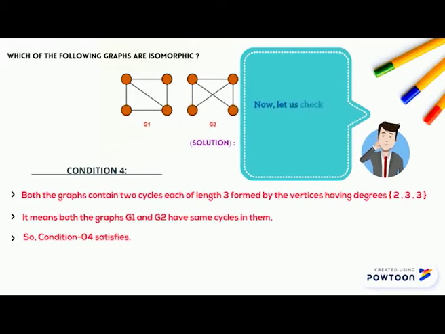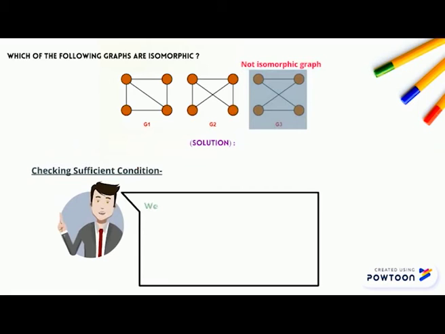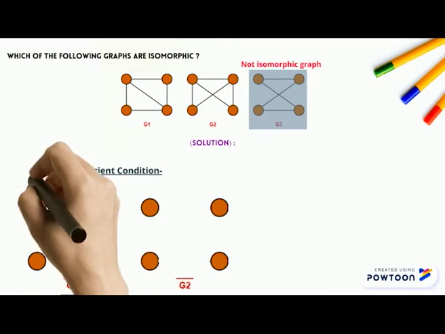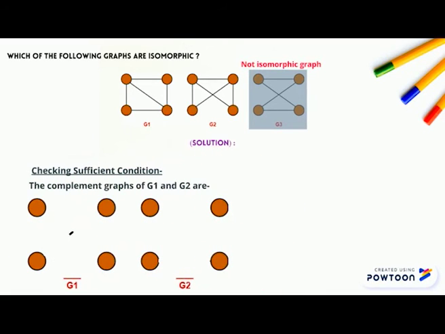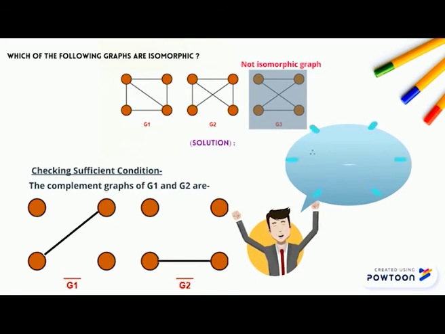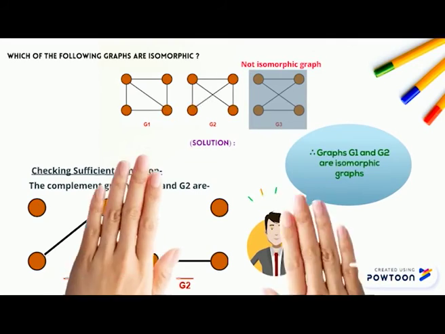Now, let us check the sufficient condition. We know that two graphs are isomorphic if and only if their complement graphs are isomorphic. So let us draw the complement graphs of G1 and G2. Therefore, graphs G1 and G2 are isomorphic graphs.